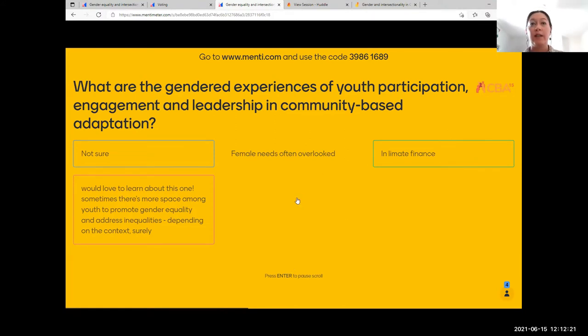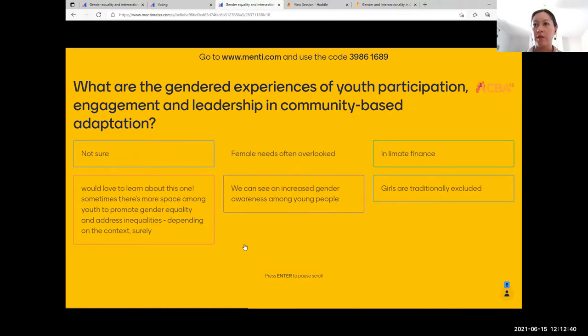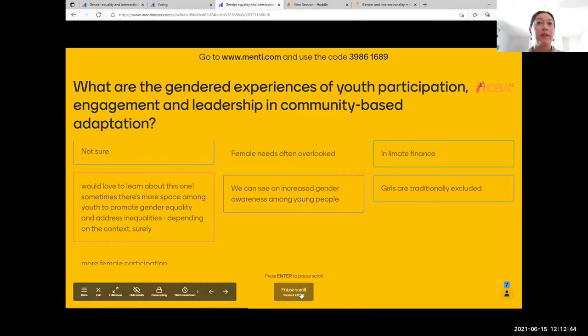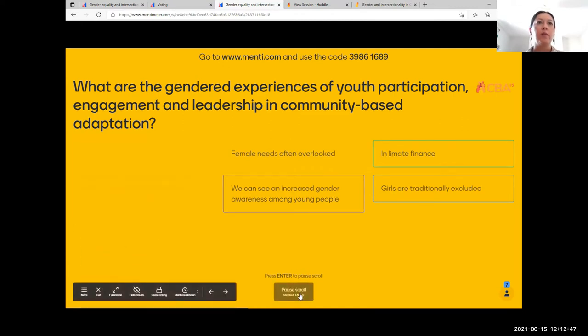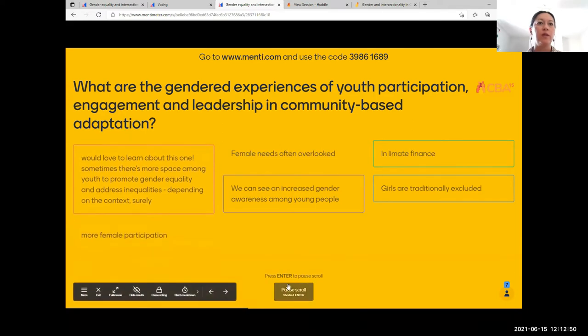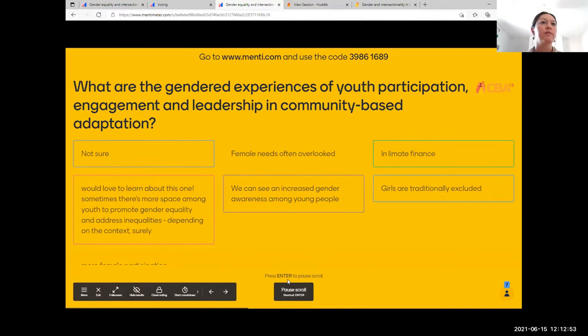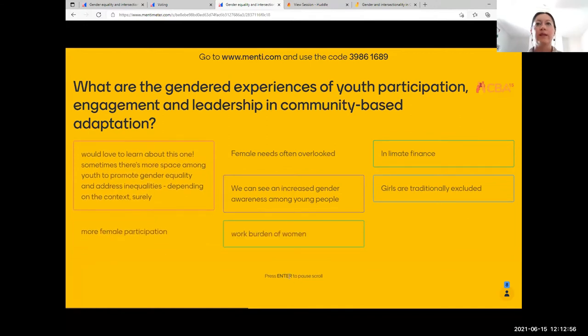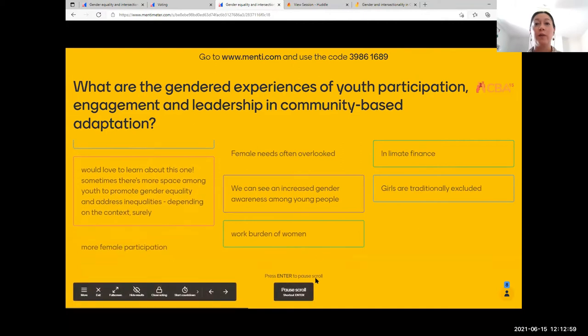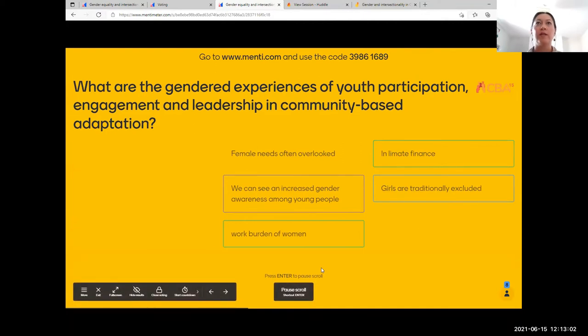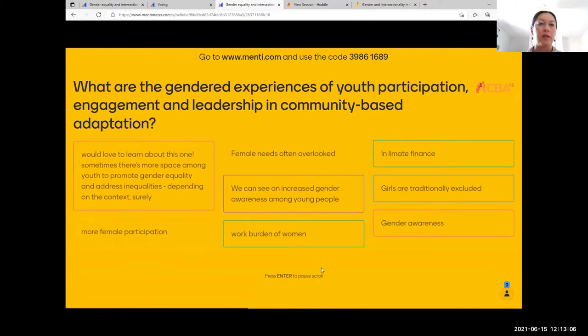There's a comment here about the lack of recognition, female needs often overlooked. We'd love to learn about this one. Sometimes there's more space among youth to promote gender equality and address inequalities, depending on the context. A comment highlights that girls are traditionally excluded. We can see increased gender awareness among young people. We need more female participation in youth groups. Another highlight is the issue of the work burden of women, which highlights the different roles that women have in society.